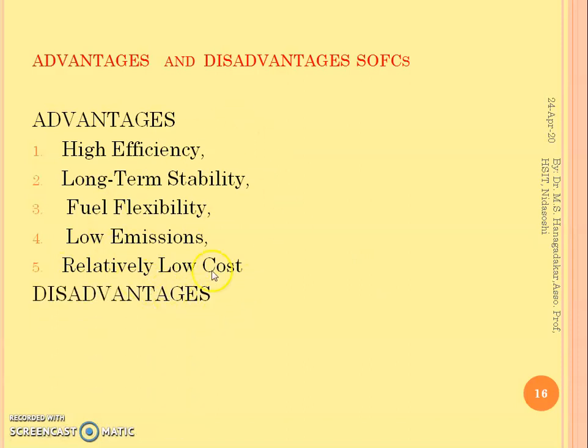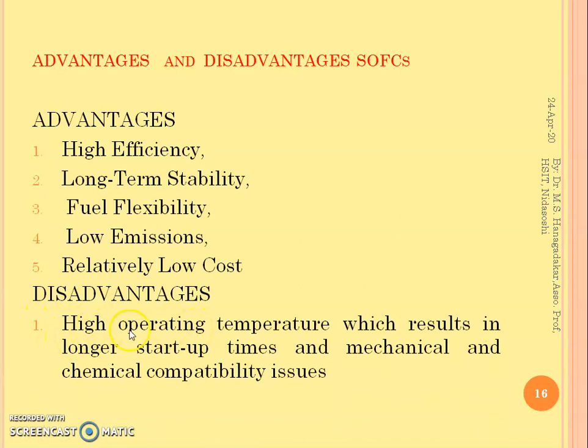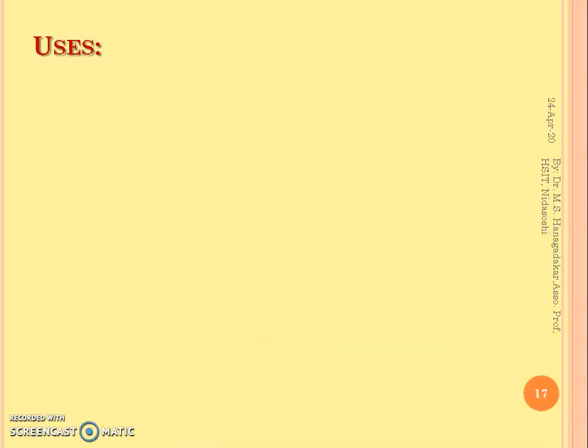Let us discuss the disadvantages of solid oxide fuel cells. Because of the high operating temperature, there is a longer startup time to initiate the fuel cell; it needs more time to reach the higher temperature. Mechanical and chemical stability issues are also there, with problems in the use of the electrolyte and electrode components.